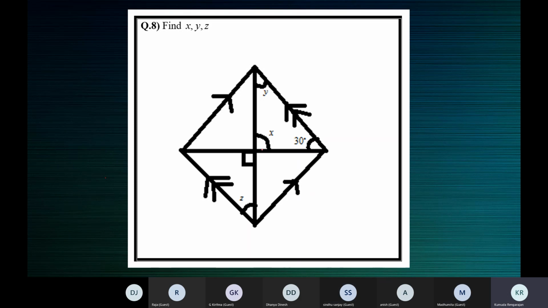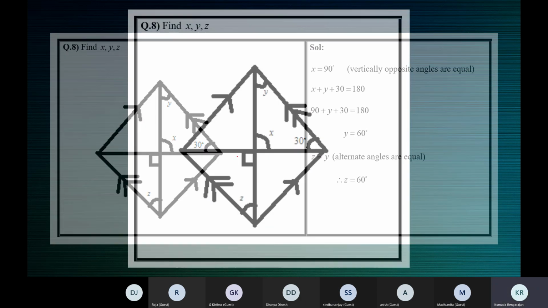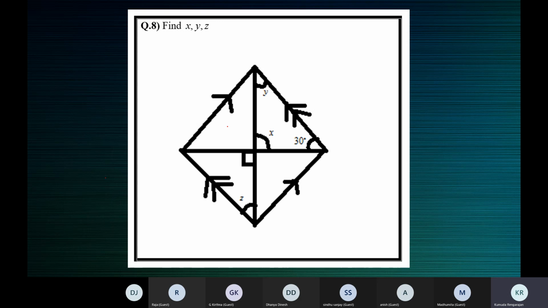Always in a rhombus, all these four angles are 90, 90, 90, 90. So these four triangles are right triangles. This one is a right triangle because it's a right angle here. This is a right triangle, this is a right triangle, this is a right triangle, right angle here. Only one angle is given to be 90, but from that all the angles are 90 degrees.